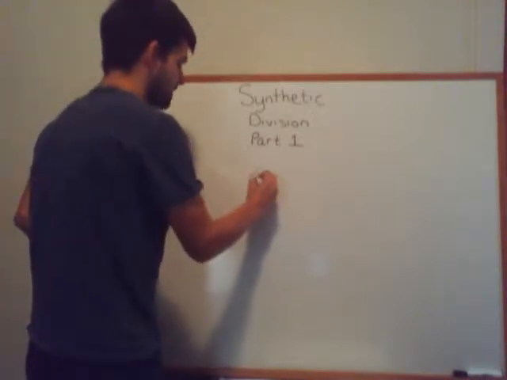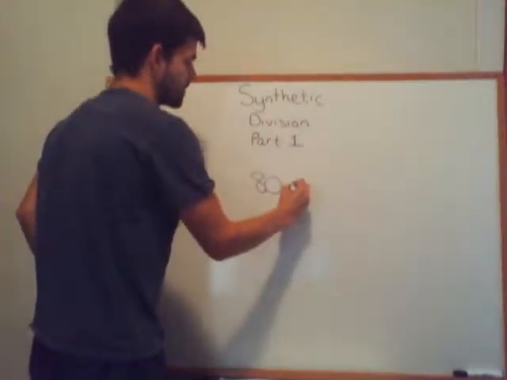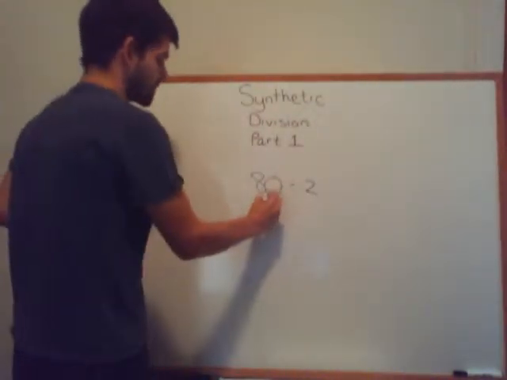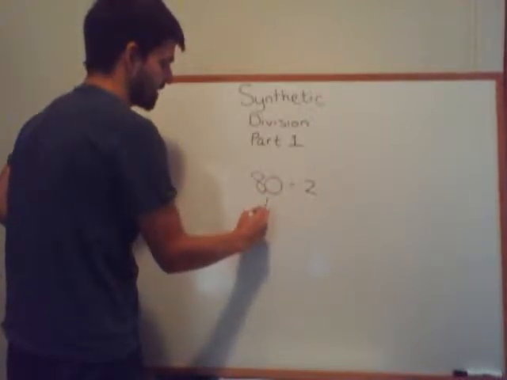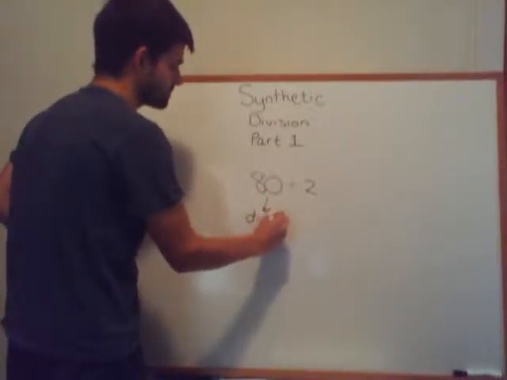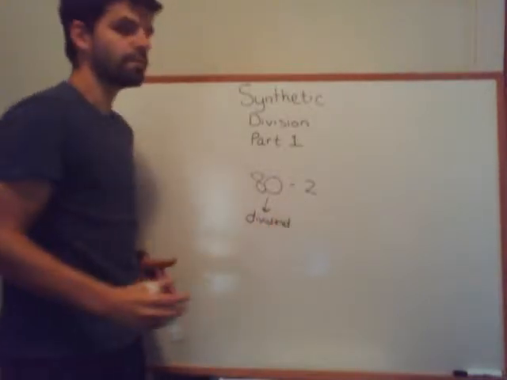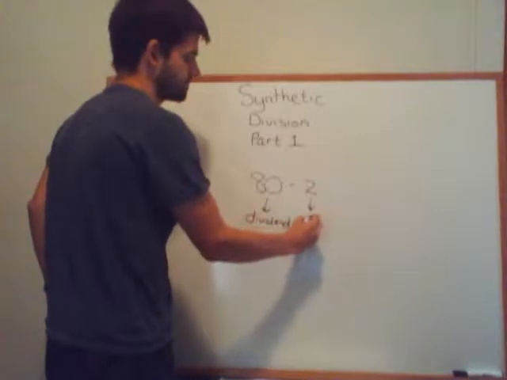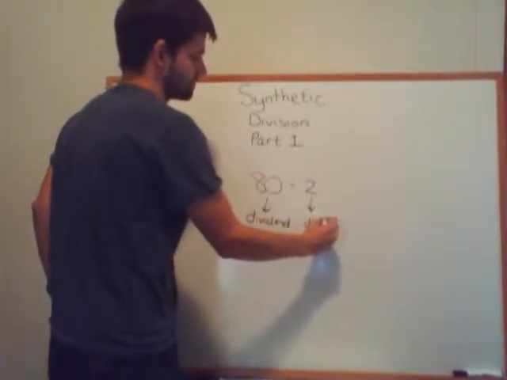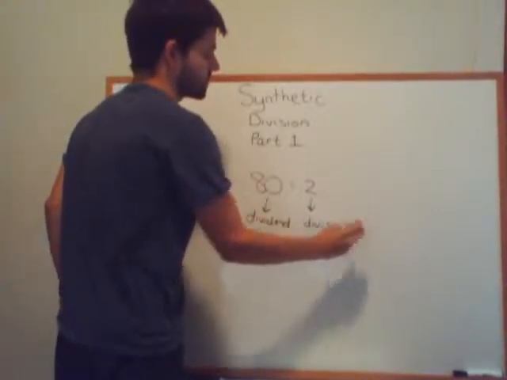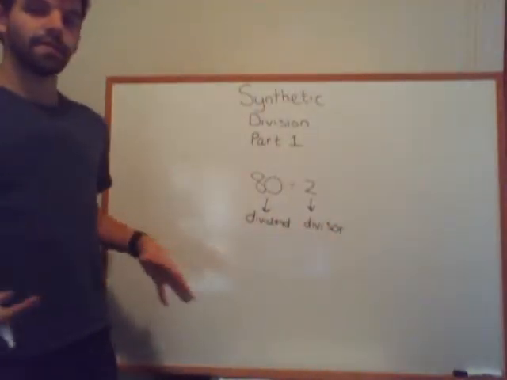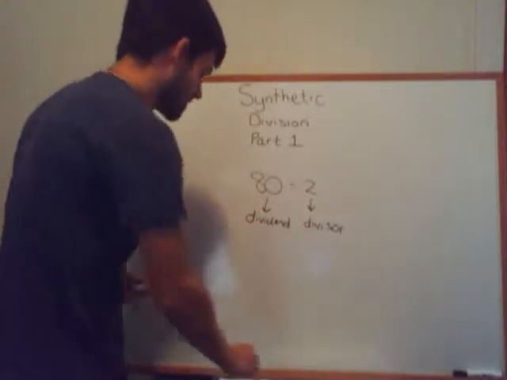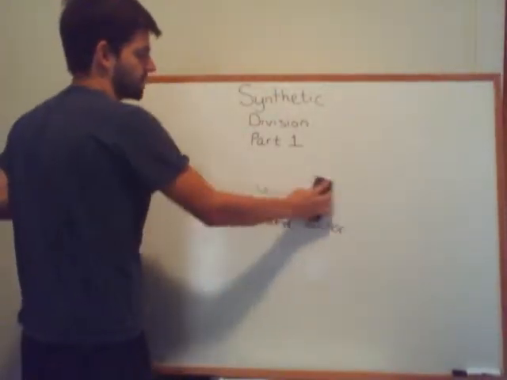So let's say I have 80 divided by 2. Recall that the number being divided is known as your dividend. And the number that the dividend is divided by is your divisor. Okay? So the overall number that's being divided is your dividend, and what it's being divided by is your divisor. Keeping that in mind, let's introduce the algebra.